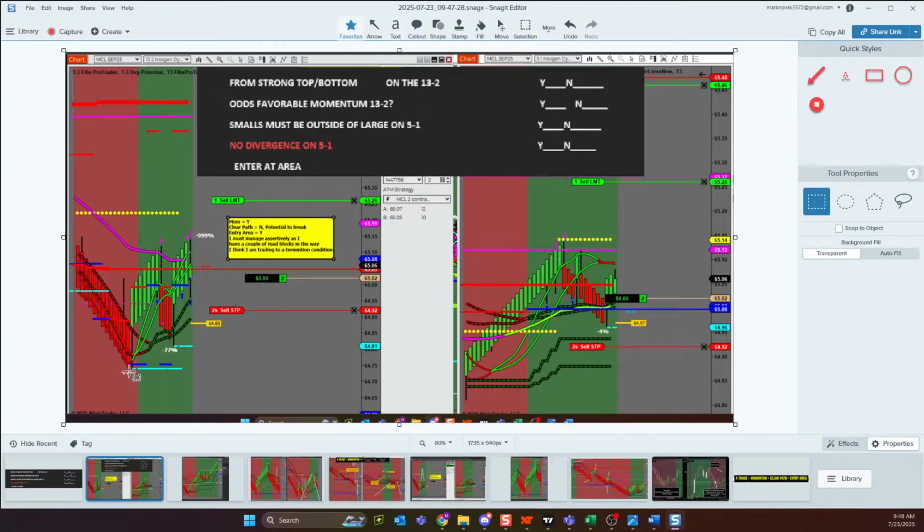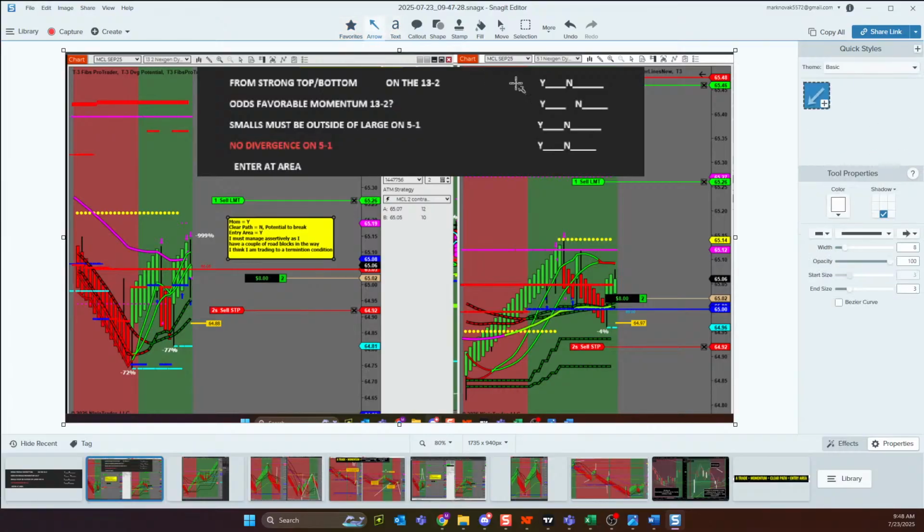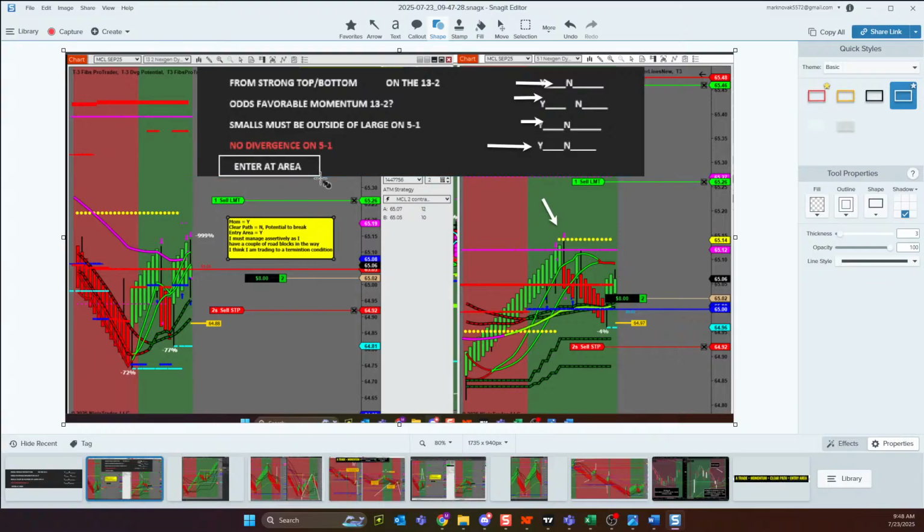Termination condition reverses the market. I have to answer yes to that question. Do I have strong triggers? The answer is yes. Do I have strong triggers? The answer is yes. No divergence on the 5-1? The answer is yes. Victor, your plan says you are obligated to enter at the area inside of triggers, doesn't it? There is no opinion. There is no hope. There is no wishing, no wanting, no prayer. It is simply following a plan.